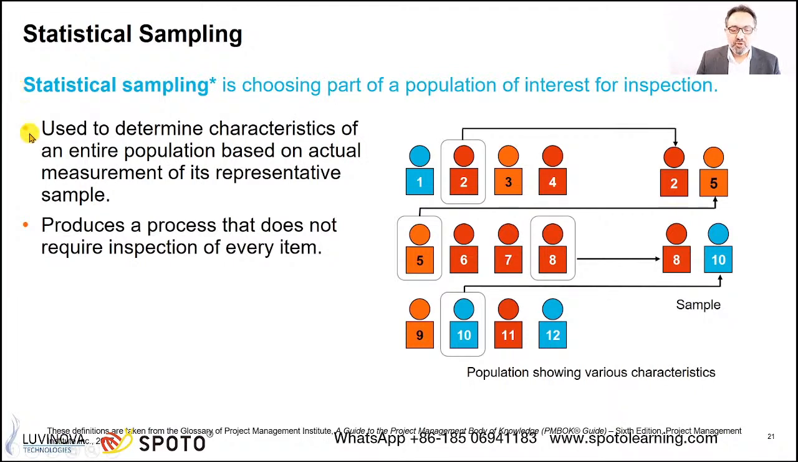Now the idea here is to determine some characteristics of an entire population based on actual measurement of its representative sample. So this is the idea of picking the right number from your population that represents all the characteristics of this group. This produces a process that doesn't require inspection of every item, actually cutting costs in your quality.